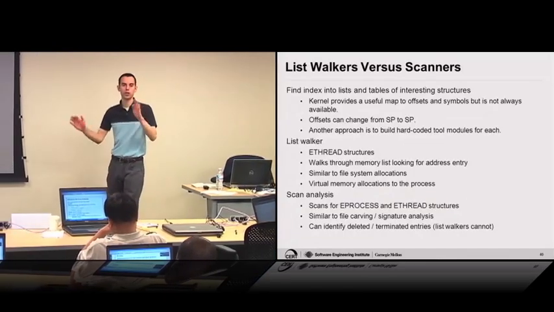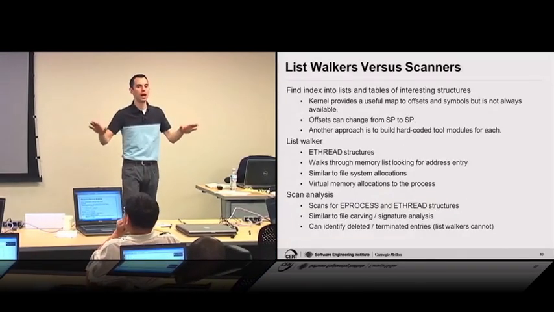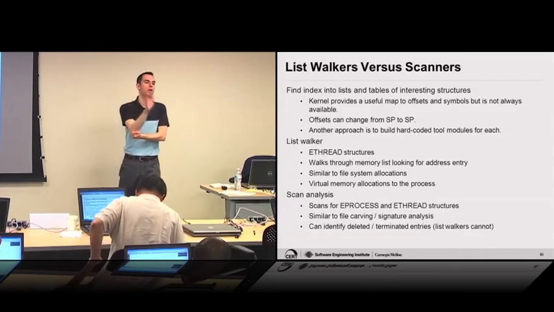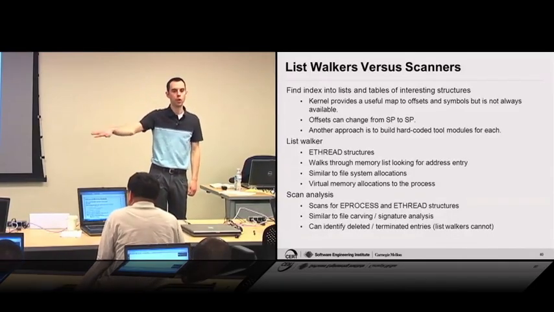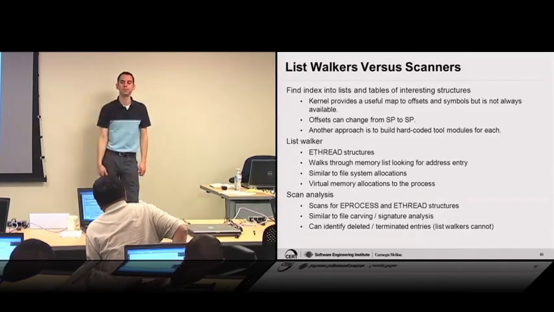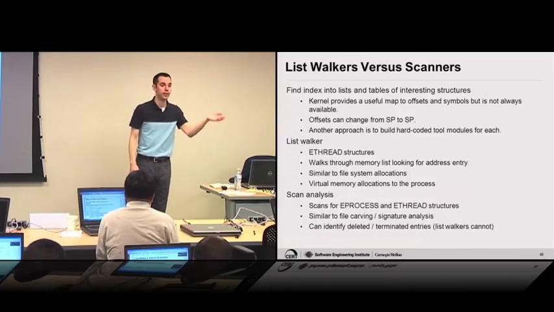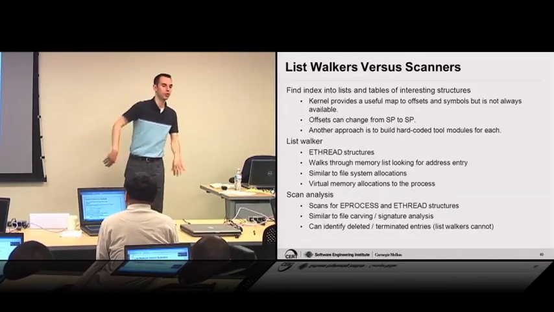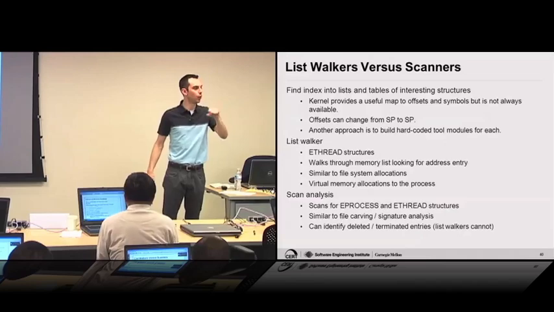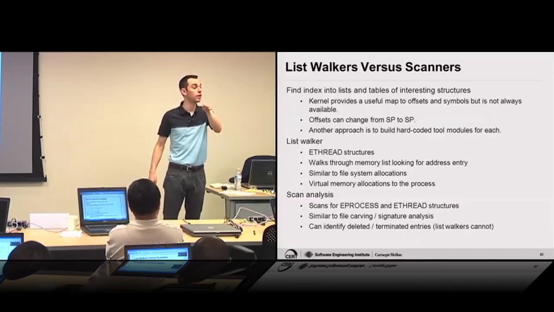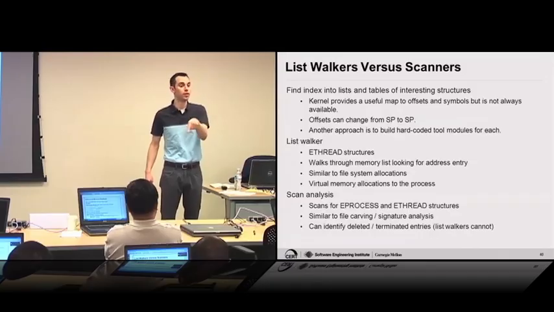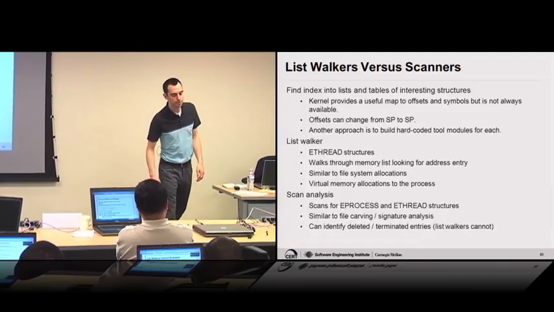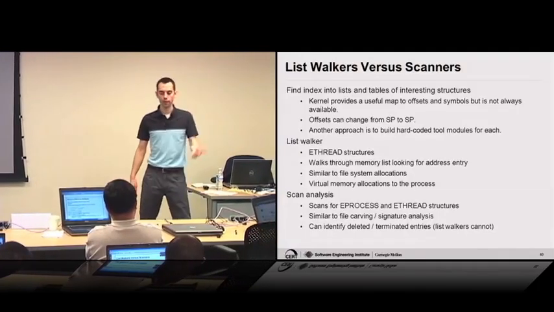So the first thing is list walkers and scanners. Let's put it in disk terms, because you're probably more familiar with disk analysis. Everyone is familiar with what the MFT is, or the file allocation table, the FAT table, or inode entries in Linux and Unix. The operating system looks for an MFT entry and says, OK, this is where that file starts, and then it goes to that file. There's an offset in the MFT that says this is where it begins: sector, cluster, whatever.